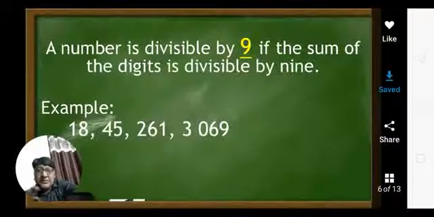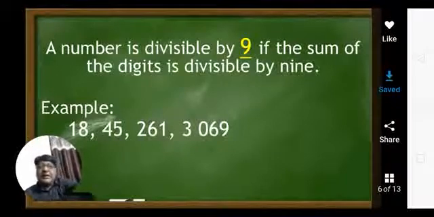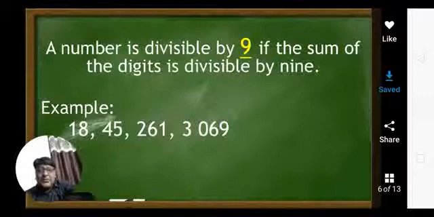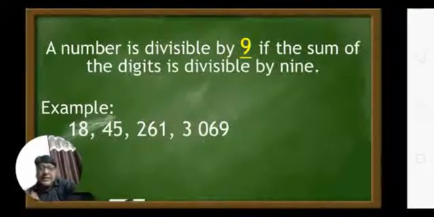261. 6 plus 2, 8. 8 plus 1, 9. 9 is divisible by 9. Therefore 261 is also divisible by 9. And the last one is 3069. Now 3 plus 6, 9, and 9 plus 9, 18. Now 18 is divisible by 9. Therefore this number is also divisible by 9.